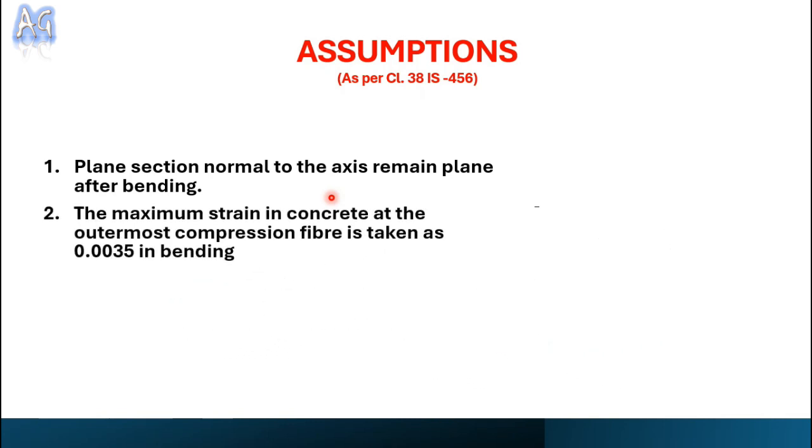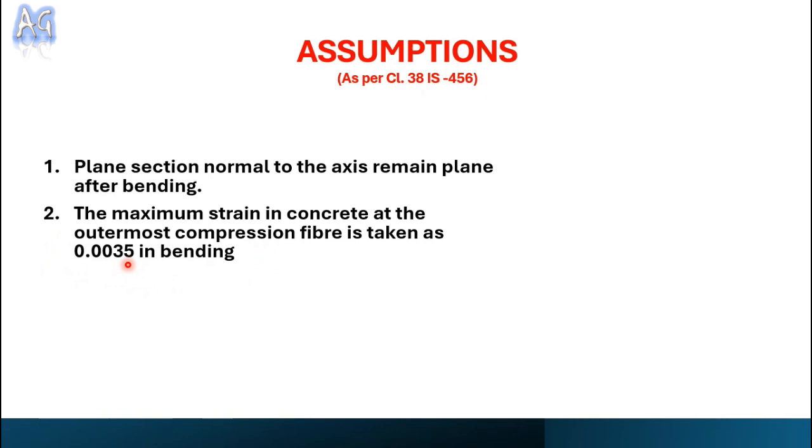The next assumption is that concrete will have a maximum strain value of 0.0035 in bending. So this is the maximum strain value we are considering for concrete material, and this strain value will be maximum at the outermost compression fiber.